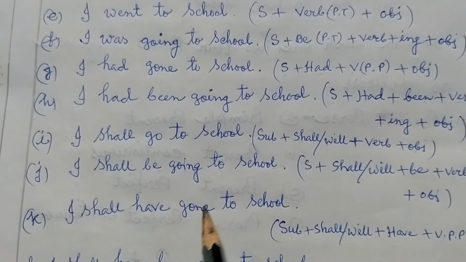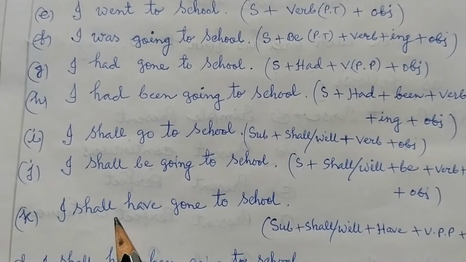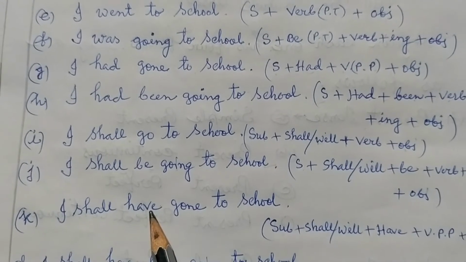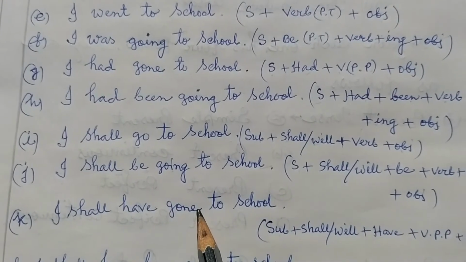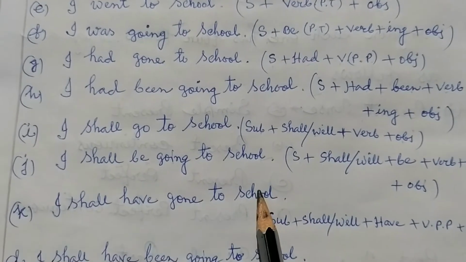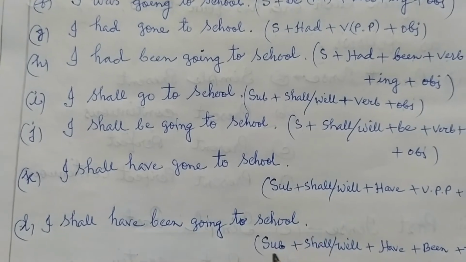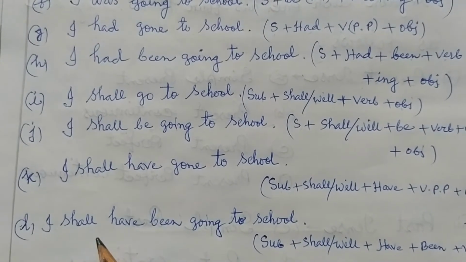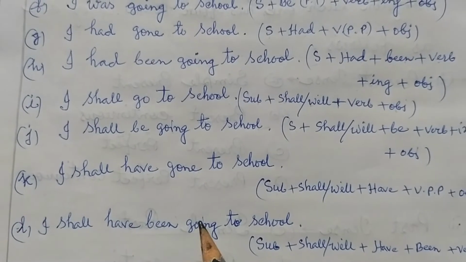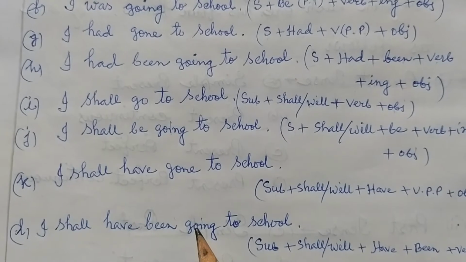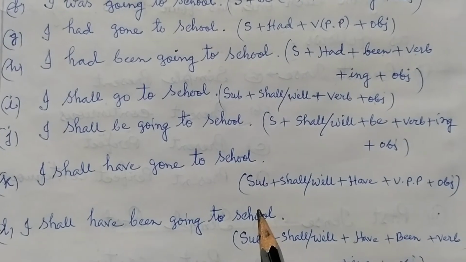Next number K, I shall have gone to school. Subject I. Shall or will plus have plus verb past participle: go, went, gone, plus object to school. Next number L, I shall have been going to school. Subject I. Shall or will. Next have plus been. Next main verb go. Next ing. Next object.